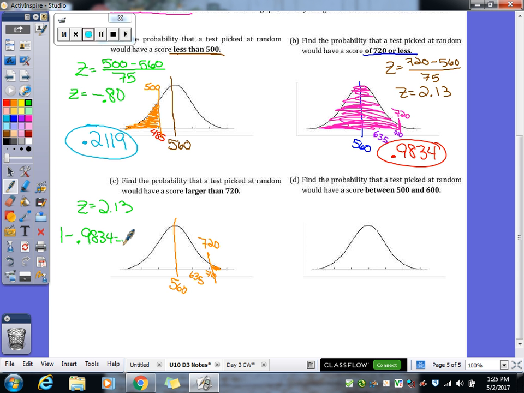In this case would be what? Oh, I missed my 0. 0.0166. So is it very likely you're going to score higher than a 720? No.